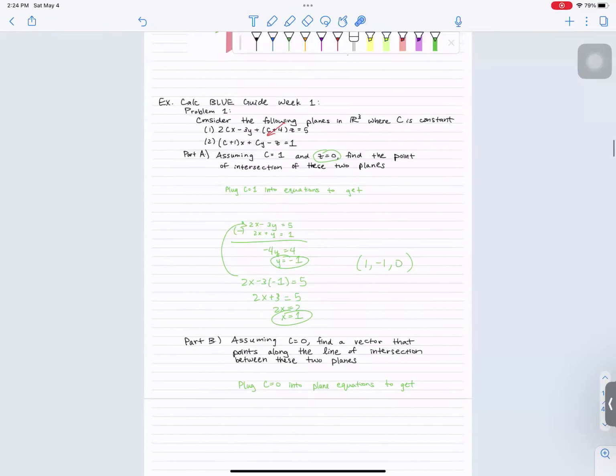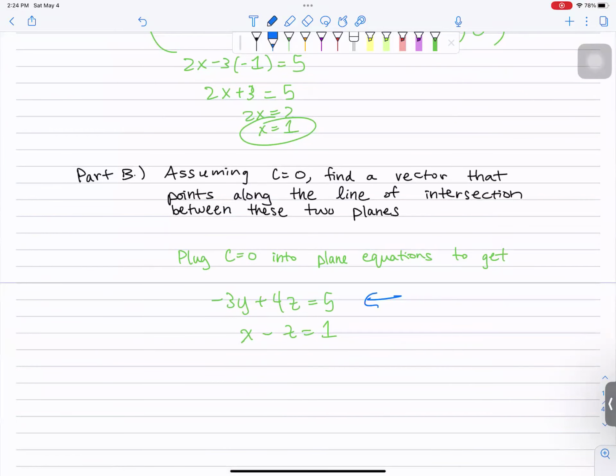First, I'm going to plug c into my equations so that I have my plane equations. When I plug in 0, I get -3y plus 4z equals 5. That's my first equation. And plugging c equals 0 into the other equation, I get x minus z equals 1. So these are my two planes. What is the normal vector of this one? Well, you look at the coefficients. There's nothing in front of x, so 0. y has a -3, z has 4. The normal vector of the other plane is 1, 0, -1.